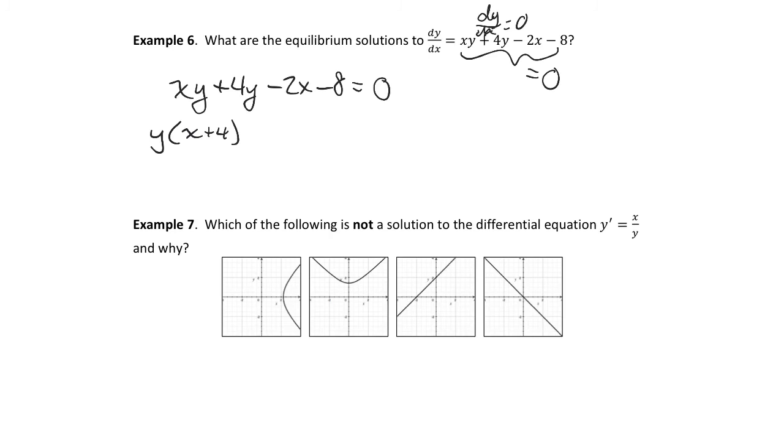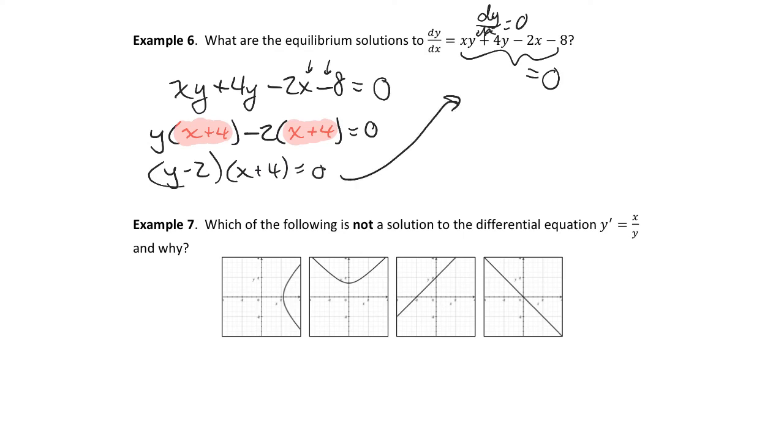So maybe I should factor out a negative 2. Well, that would leave me with, from the first term, a plus x, and from the second term, that minus will change into a plus 4. Oh, so now I see this common factor of x plus 4 in both of those. And so we can factor that out, which will leave us with y minus 2 times x plus 4 equals 0. So that either means that y minus 2 equals 0 or x plus 4 equals 0.